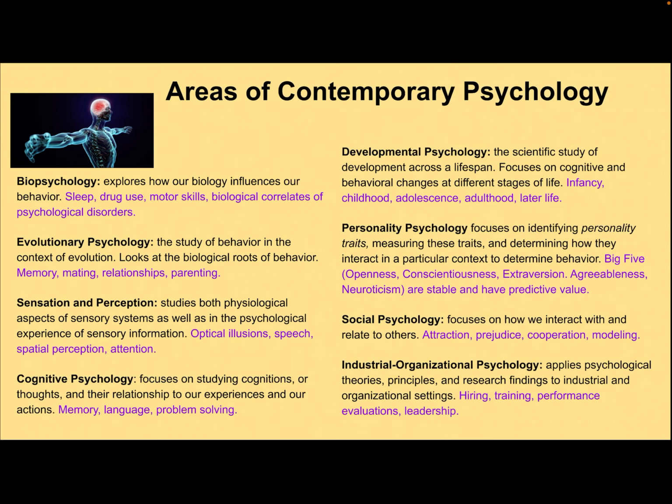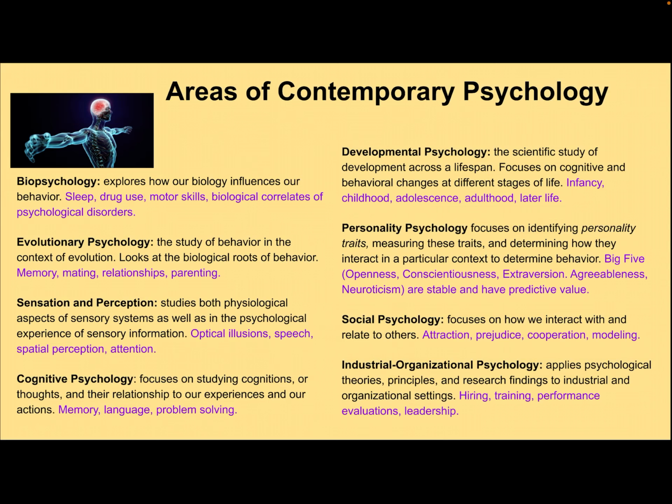Cognitive psychology, as I mentioned earlier, is very popular. It focuses on studying cognitions or thoughts, the thought process, the mind, and the relationship to our experiences and our actions. So you see how it's the mind, but related to behavior, right? Some topics that are very popular in psychology include memory, language, and problem solving. Memory is such an interesting topic to learn about. We'll talk more about that in another chapter.